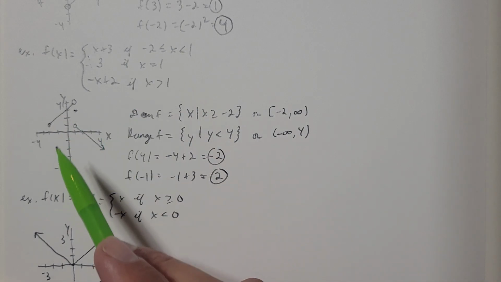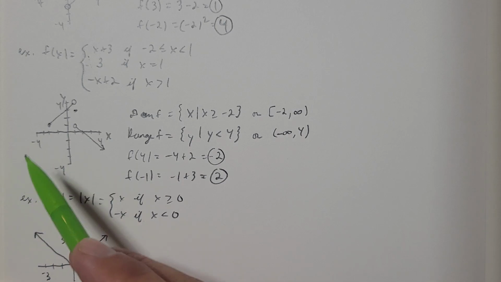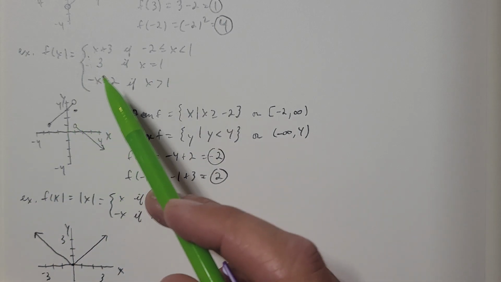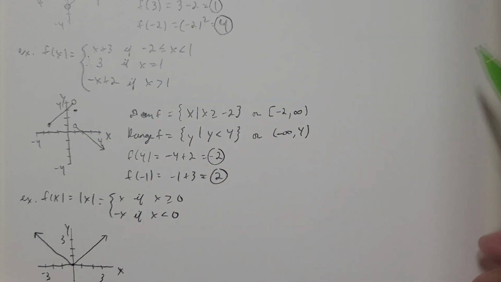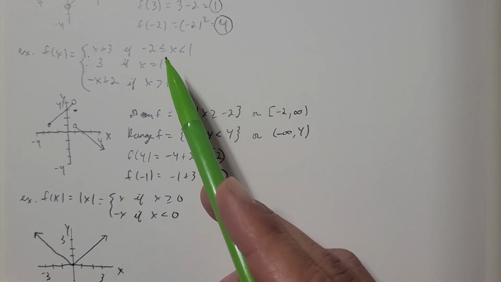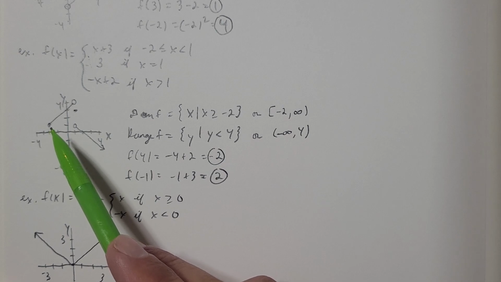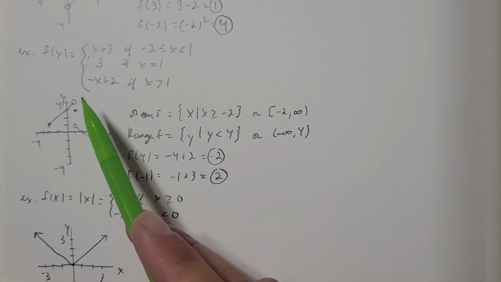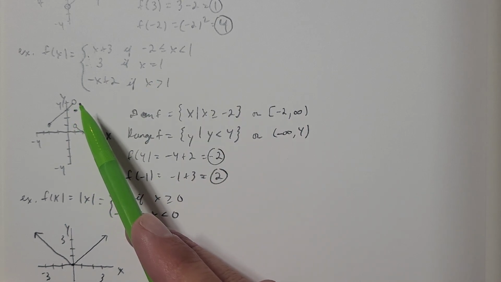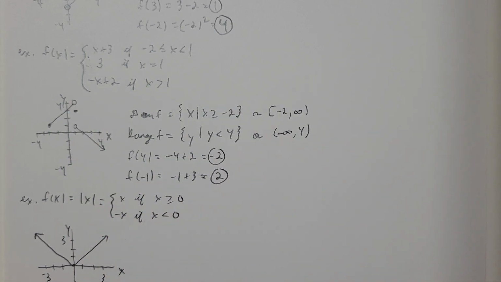Anything less than -2, I don't want that, so I would erase that part, if I had drawn this entire line. Anything that's bigger than 1, I don't want that part either, so I would erase that part if I had drawn the entire line. X is including -2, so I want to make sure that (-2, 1) is a closed circle. Okay, we're not including 1, so (1, 4) has to have an open circle on it. Piece 1 is now totally done.